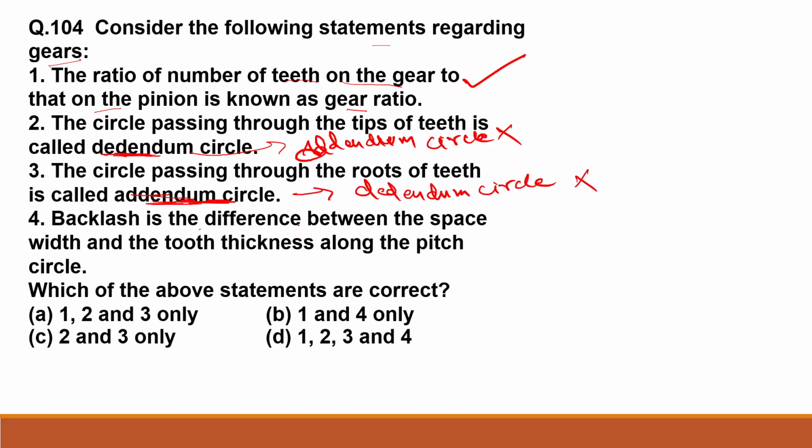Backlash is the difference between the space width and the tooth thickness along the pitch circle. This point also is right, because backlash is the difference between the space width and the tooth thickness along the pitch circle. Options 1 and 4 are the only right options. So option B will be our right answer. Moving to the next question.